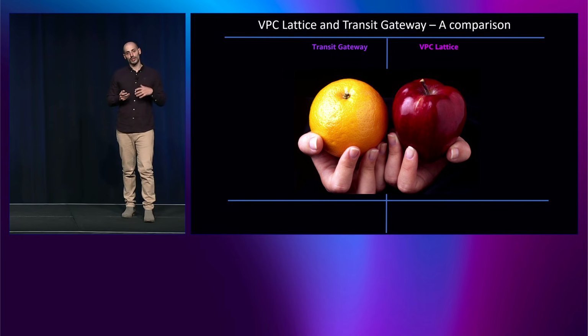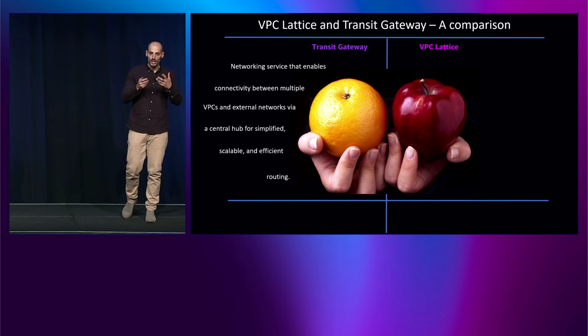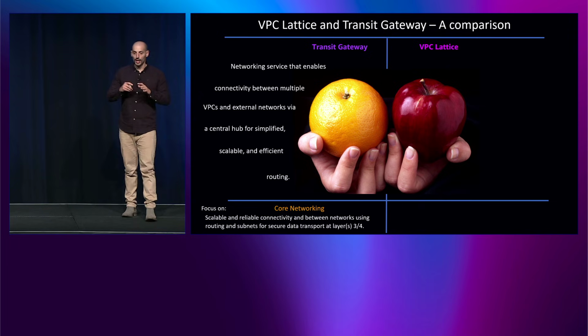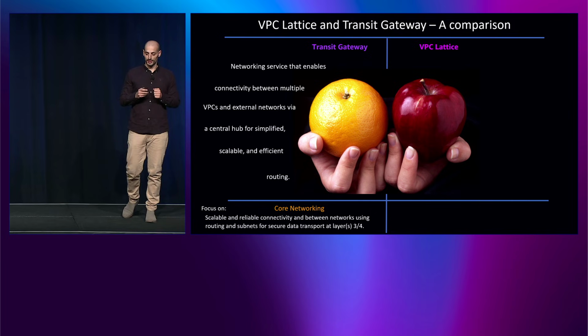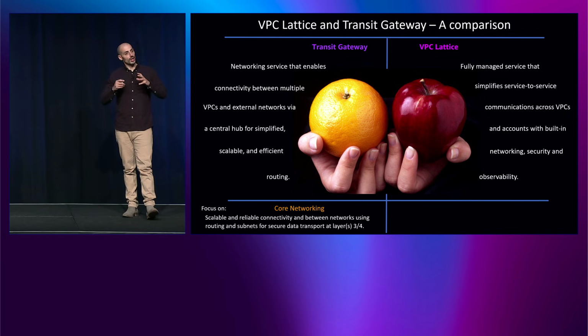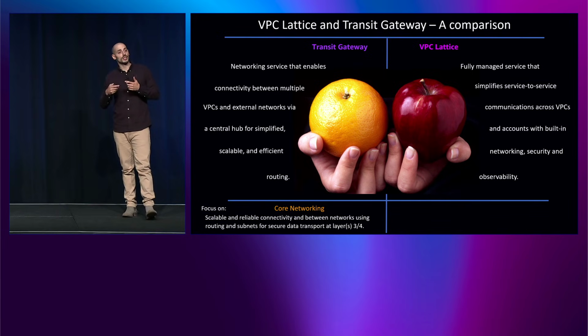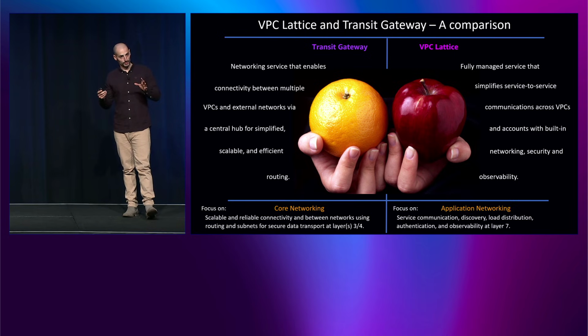I'm sure most of you know what Transit Gateway is by now. When we talk about Transit Gateway, we really talk about what we call a core networking service. It's the service that allows you to connect all your VPCs and hybrid and create that central hub of networking, but we're mostly staying at layer 3 and 4. On the other hand, with VPC Lattice, we're more at layer 7. That's why we call it application networking, even though we can support any TCP-based destination. It's a managed service that simplifies communication between those services and resources, and you have extra security, networking, and observability built in. That's the main difference between the two.